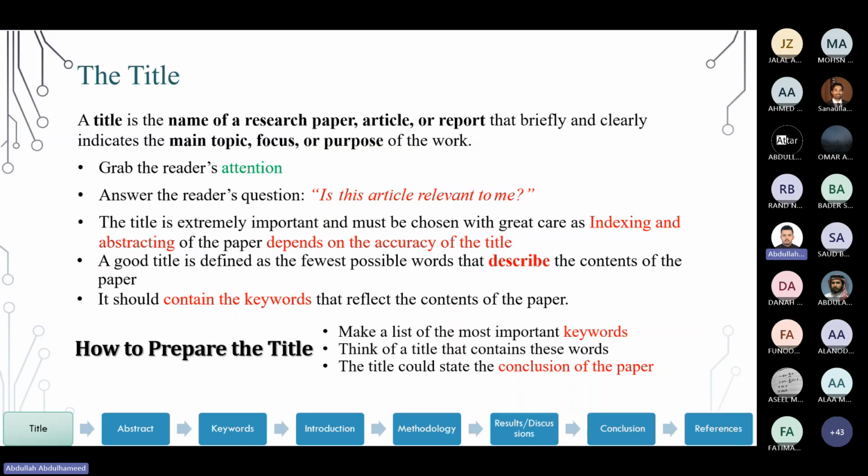So is that all? No, there are many other things. For example, make your title in a way that it answers the reader's question: is this article relevant to me? Because if you want to write or select a title, you need to make sure that the title actually represents what you wrote. As a reader, if I read your paper title, I will understand whether this title is relevant to me or not.